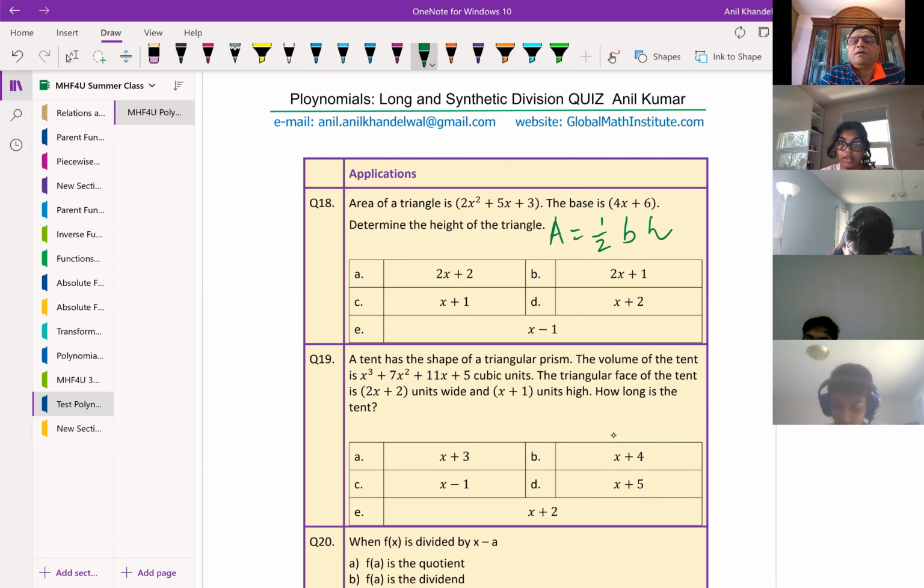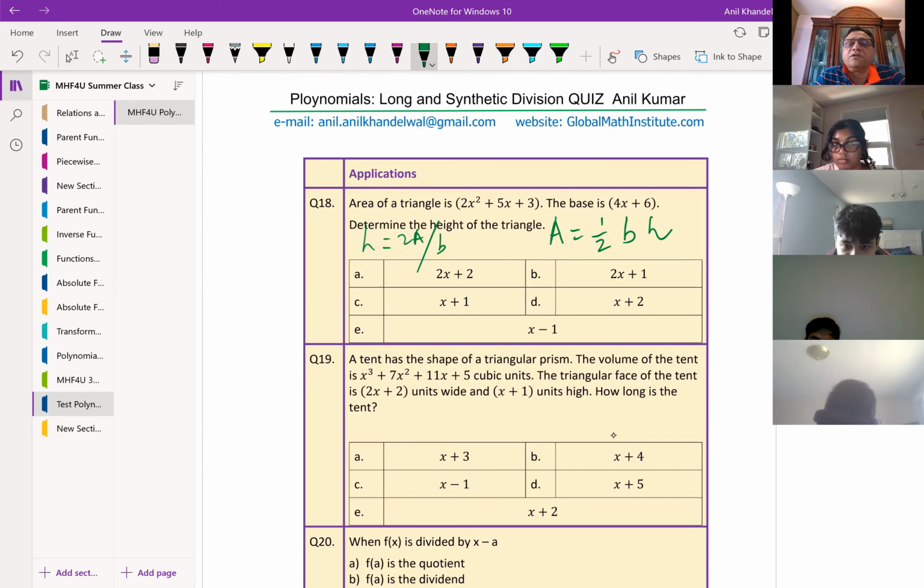I would rearrange the formula so that height is equal to the equation, and then plug in the numbers. So height is 2 times the area over the base. Now in this case, the base is 4x plus 6, right? So I'll divide. So basically it's a division problem, correct? Can you do it and check the answer?